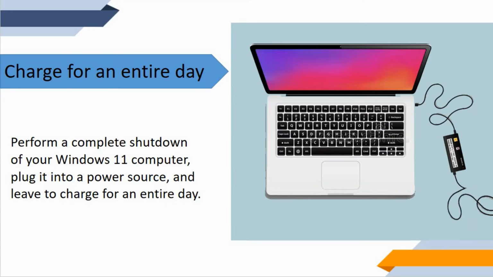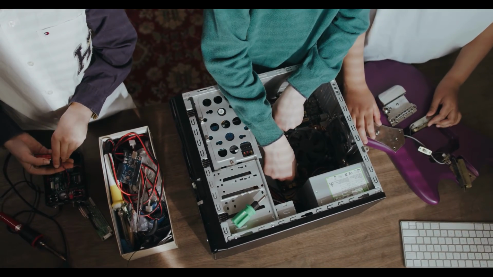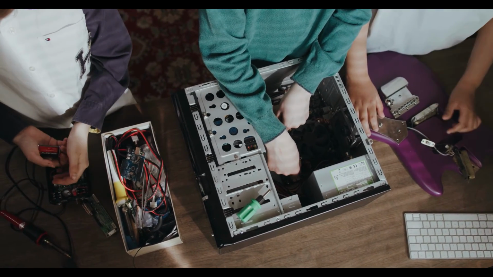Charge your Windows 11 device. Perform a complete shutdown of your Windows 11 computer, plug it into a power source, and leave to charge for an entire day. Clean your computer. A buildup of dust and grime could be causing the screen to overheat and turn off prematurely.